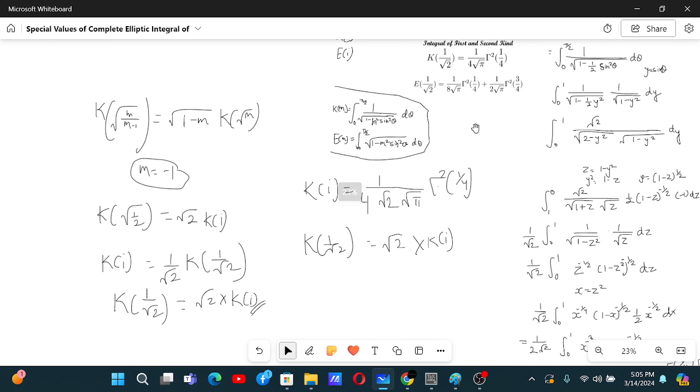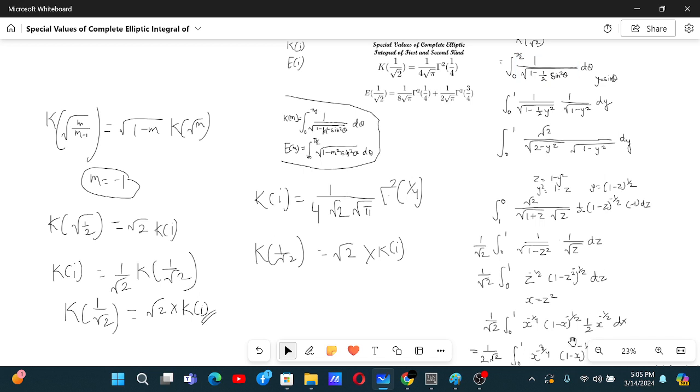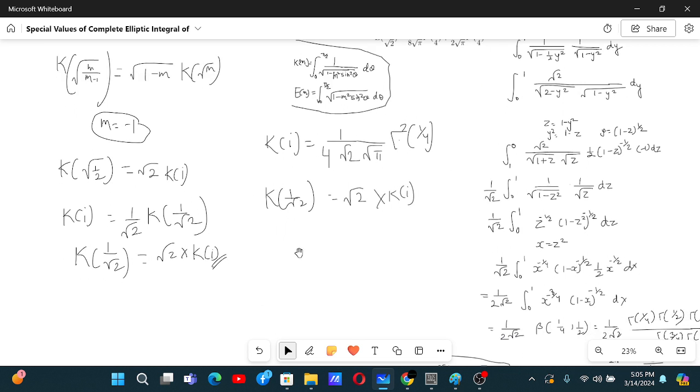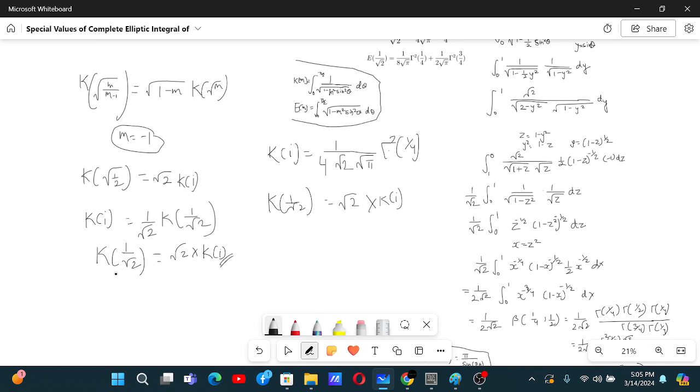Now similarly, for the second one, you can go with a similar approach. It's nothing different. In my other videos, I've also found E of I. You can check how I have done it there, and also this one. Merging these two, you can solve the second one as well. But for now, I will use this approach for finding E of 1 by root 2. Basically, know that E of square root of m by m minus 1 is, just the reciprocal, 1 by root under 1 minus m times E of root m.